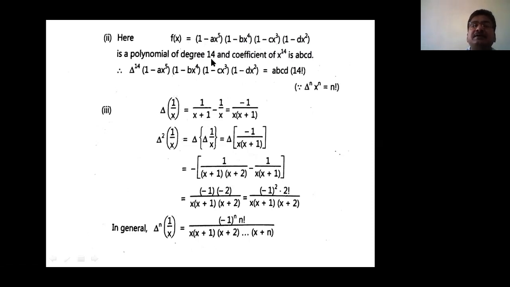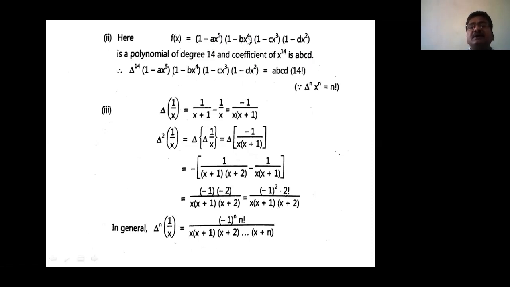So how can we find this 14 answer? Because this into this into this into this, the multiplication of all these terms is x raised to 5 into x raised to 4 into x raised to 3 into x raised to 2. The base is the same, which means addition of powers. So 5 plus 4, 9 plus 3, 12 plus 2, 14. After multiplication of these four brackets, we have a polynomial of degree 14, and the coefficient of x raised to 14 is ABCD.